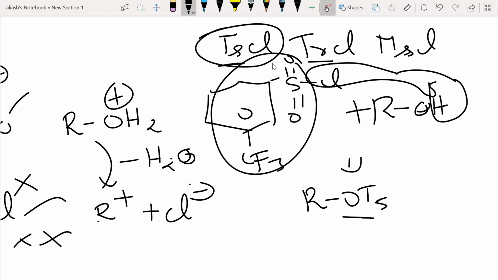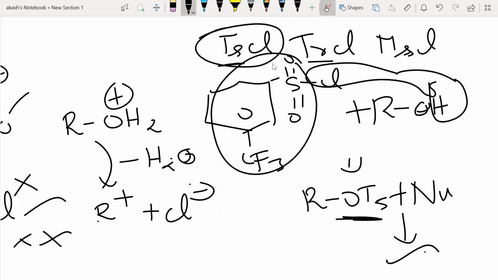Now this, guys, is a very, very good leaving group. That means even if you put the weakest of the nucleophile here, I will have the reaction happening. Again, this is a way of converting OH into a better leaving group. 99% you'll get only tosyl chlorides.